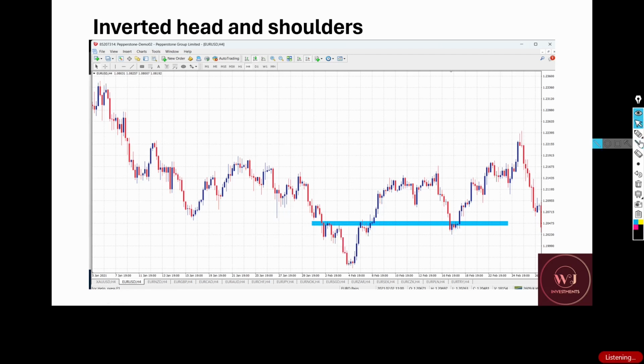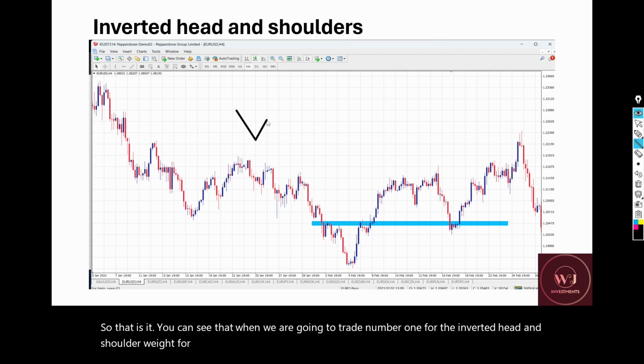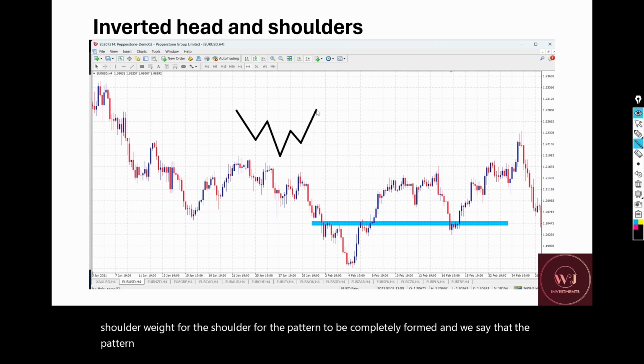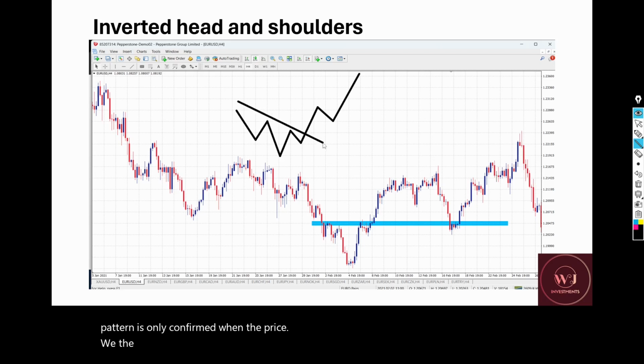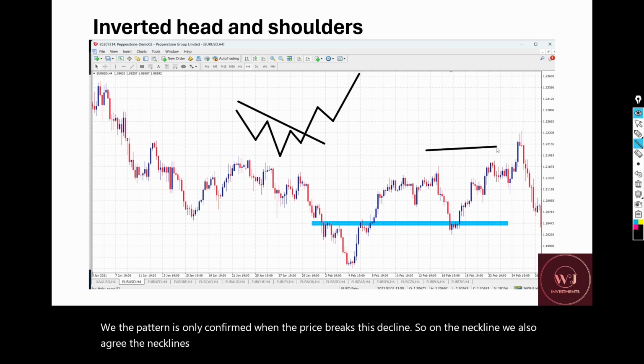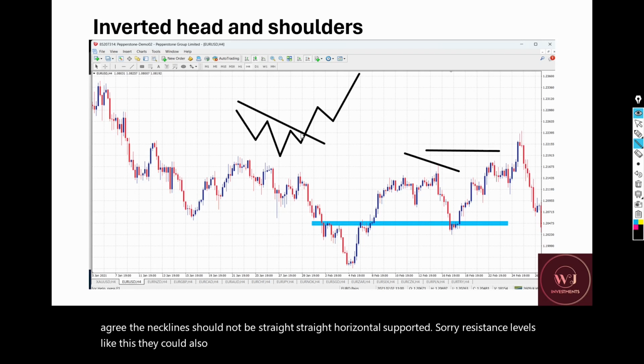So that is it. When we are going to trade the inverted head and shoulder, number one, wait for the pattern to be completely formed, and we say that the pattern is only confirmed when the price breaks this neckline. We also agreed that necklines should not only be straight horizontal resistance levels like this. They could also be slanting trend lines.